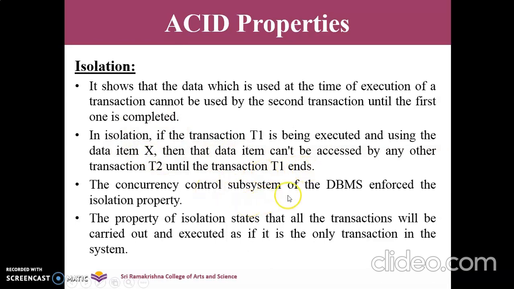The concurrency control subsystem of DBMS enforces this isolation property. Concurrency control is a database management procedure used to control the concurrent operations of a database. Even though the transactions are executed concurrently in our database system, the isolation property makes sure every transaction feels that it is the only transaction executing in the system. So no transaction will affect the existence of any other transaction.